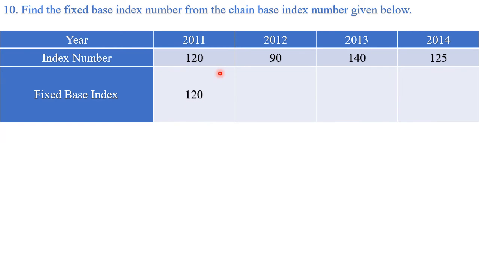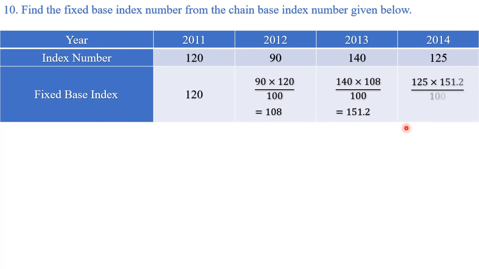The next formula you can find in the same tutorial which I just told you now, where the current CBI is multiplied by previous FBI. These cross values are there. The current CBI is multiplied with the previous FBI and divided by 100. So 90 into 120 upon 100 is 108. Similarly, the current CBI is multiplied with the previous FBI, or preceding FBI, we can say, 140 into 108 upon 100 is 151.2. 125 is multiplied by 151.2 divided by 100 and you get 189. So this is how you calculate a fixed base index number from the given chain base index numbers.